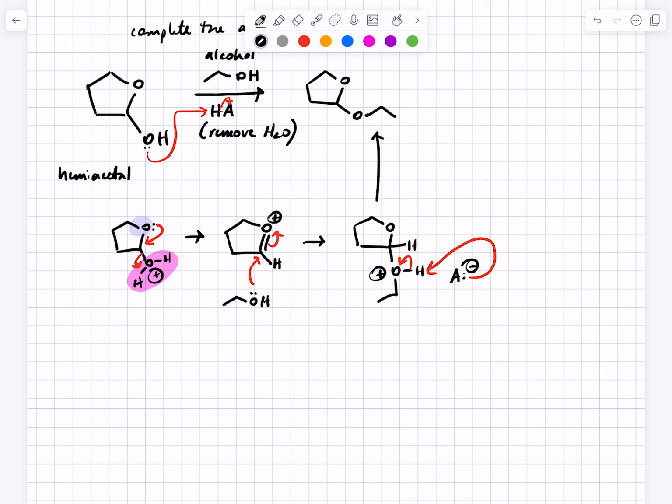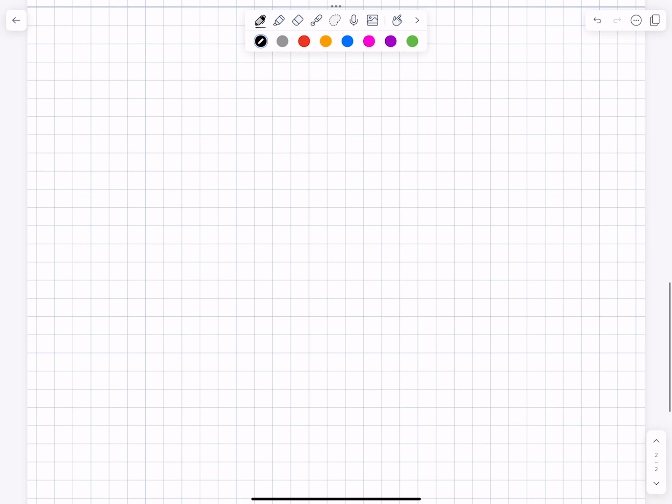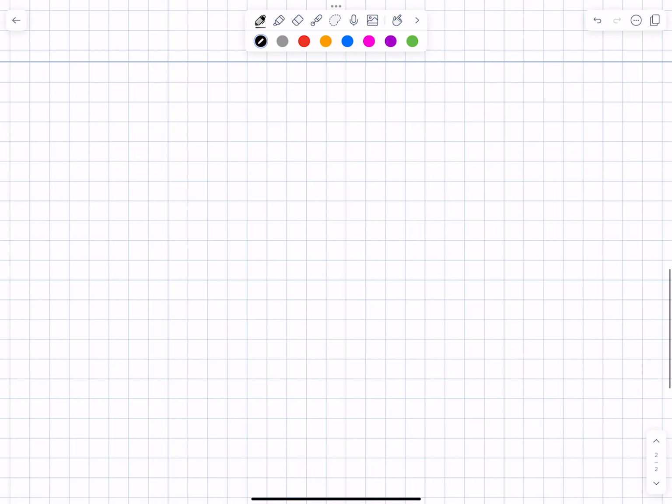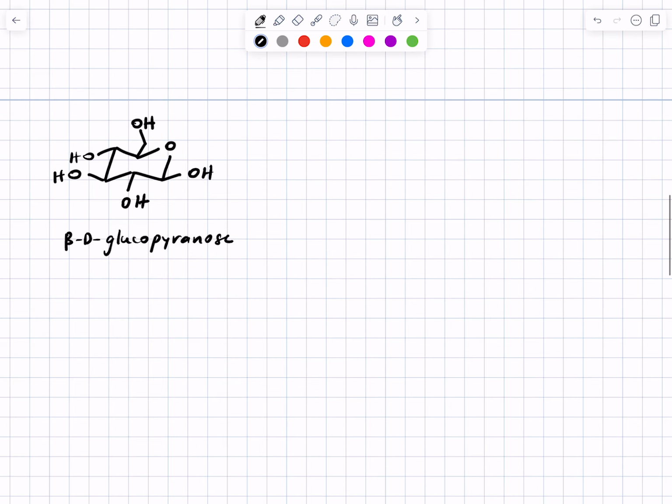All right, let me draw a complicated cyclic hemiacetal. It's really very similar to what we've drawn here, except I'm going to draw it in its chair form, and this is a cyclic hemiacetal formed by glucose. This sort of ups the challenge. This molecule is called beta-D-glucopyranose. You won't need to know any of that until later.